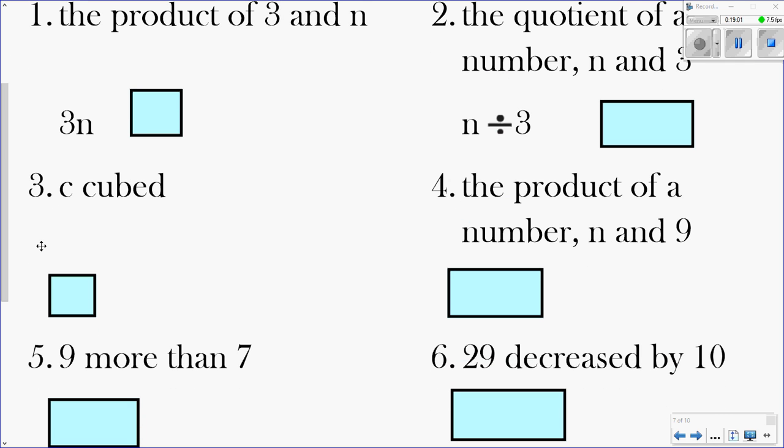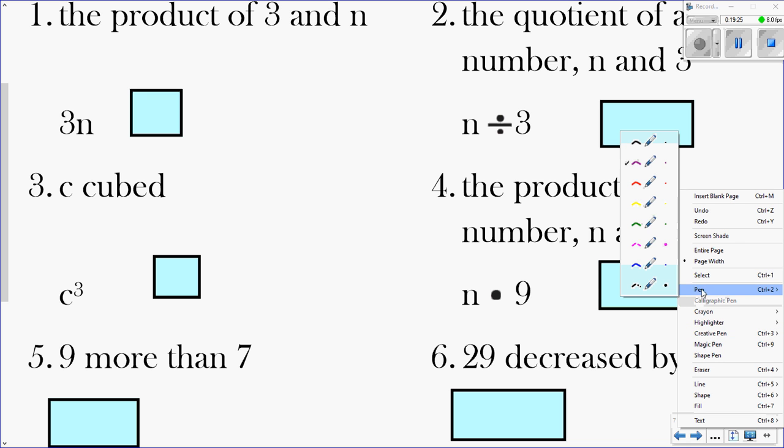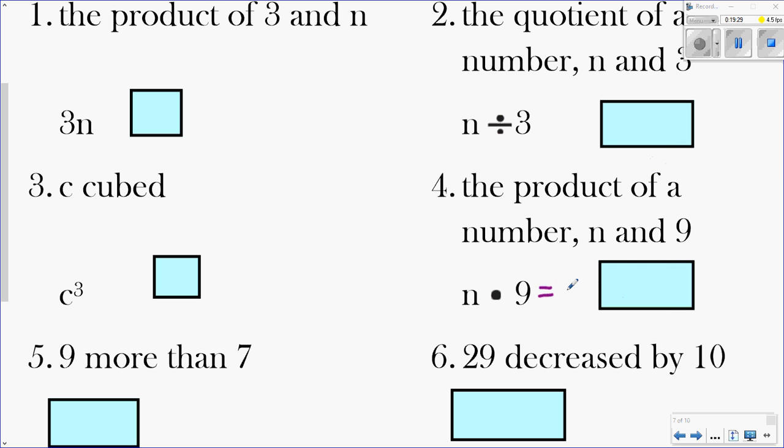C cubed. What's cube? Cube means to the 3rd power. So it would be c to the 3rd power. Then we have the product. We already saw product. We know we're multiplying 2 factors, n and 9. So it would be n times 9, or you could write it as 9n. Let me write that. It could also be 9n. Same thing.